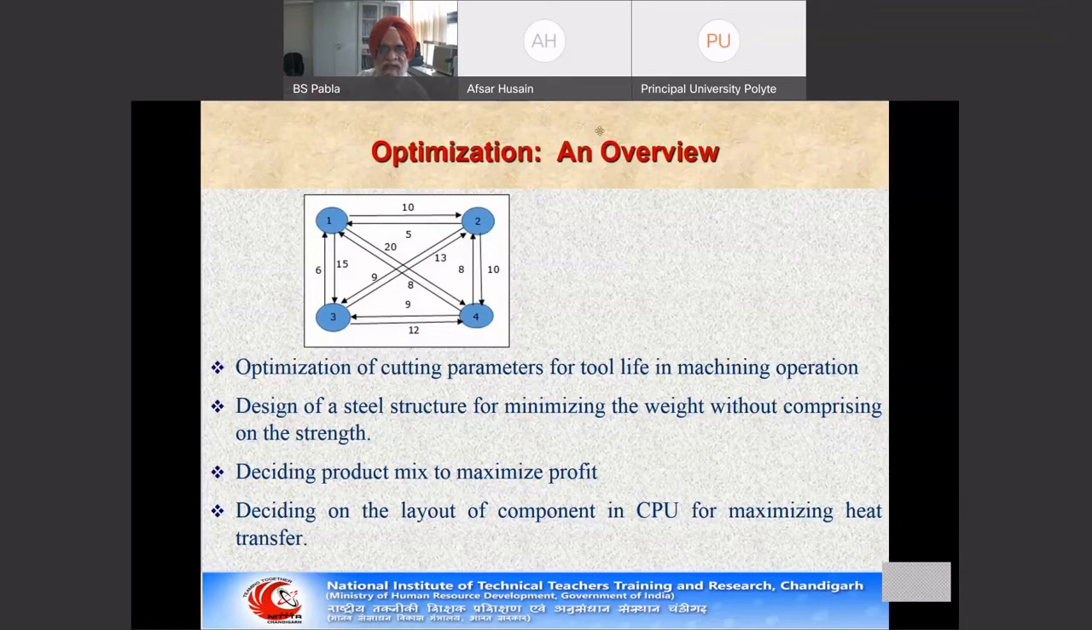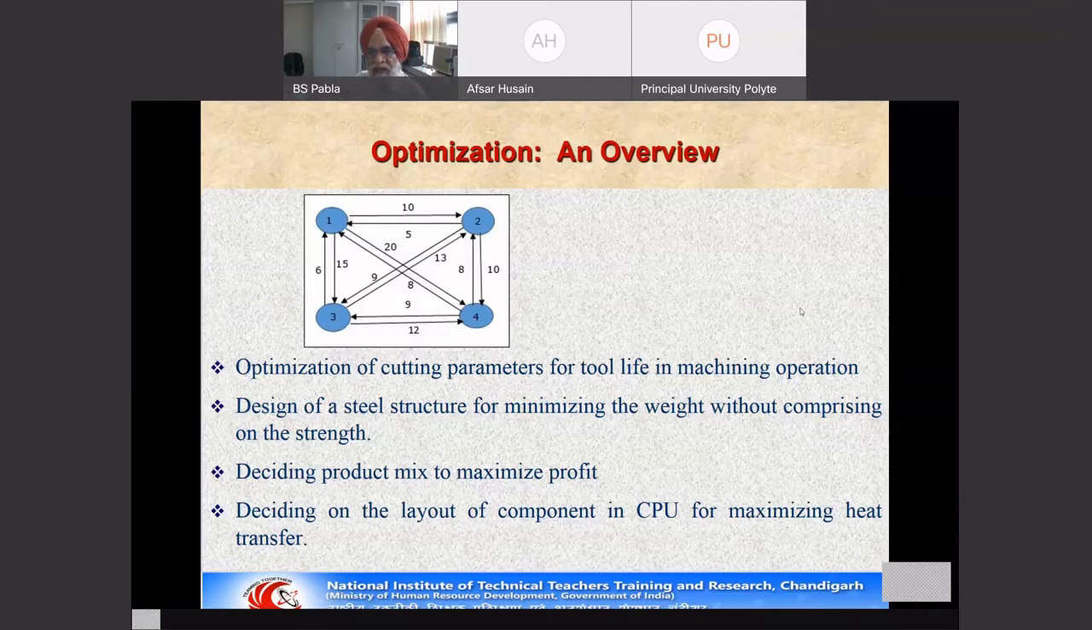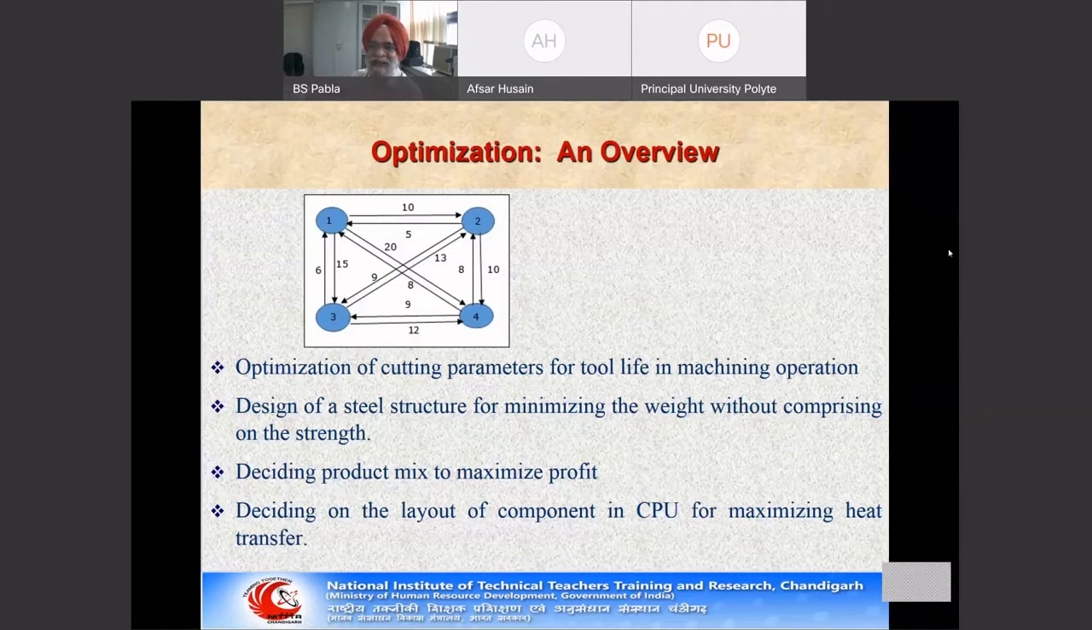There is some message. Sir, I think your slides are not changing. I am still on this first slide only. Oh, okay, sorry, sir. Please, I will continue.